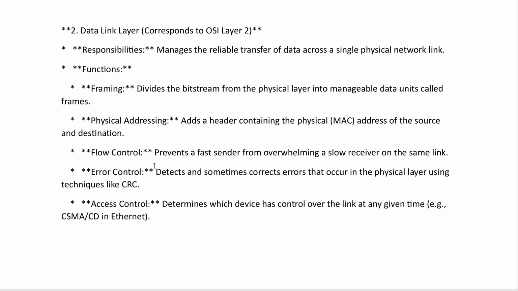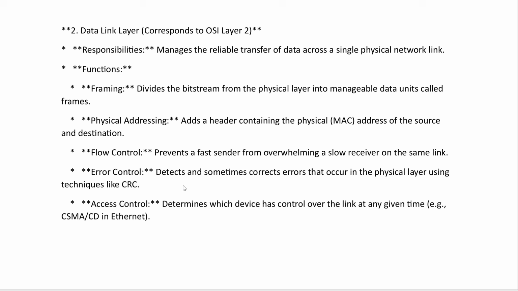Third function of data link layer is flow control, that is preventing a fast sender from overwhelming a slow receiver on the same link. It means that sender should not send the data to the receiver at a very fast speed so that the receiver is not able to receive. So this is known as flow control.